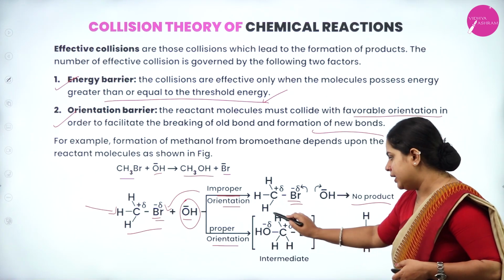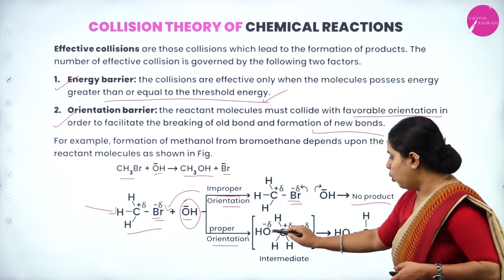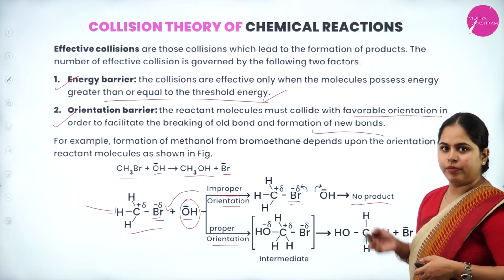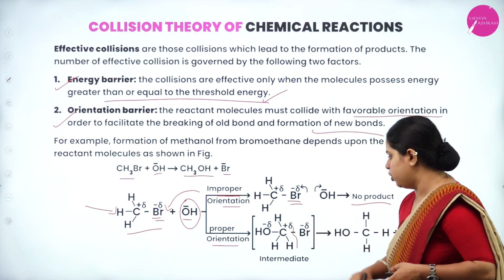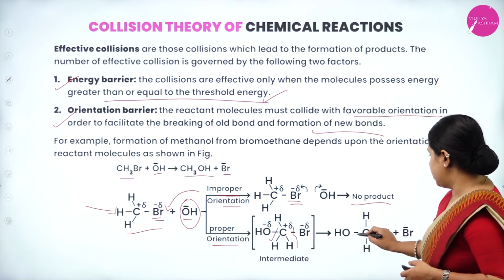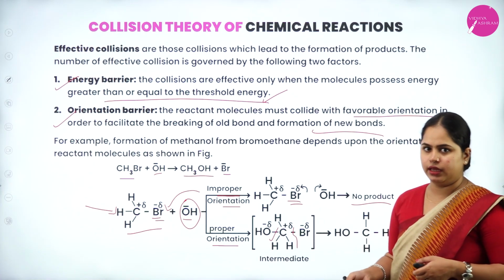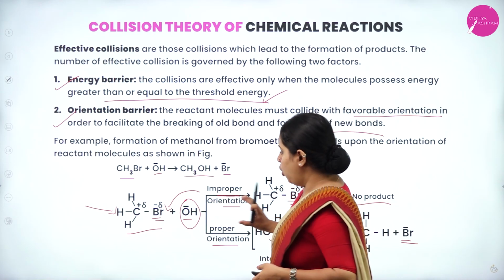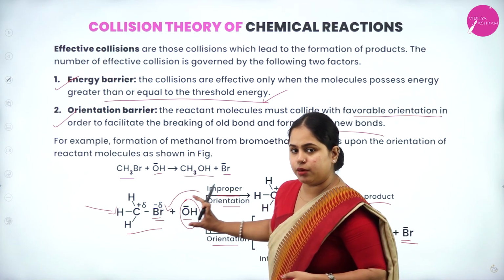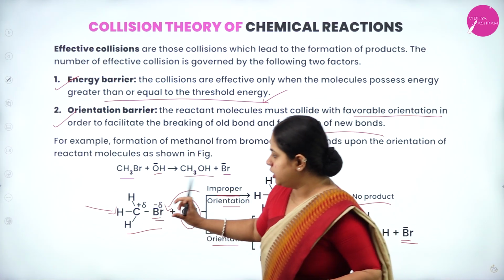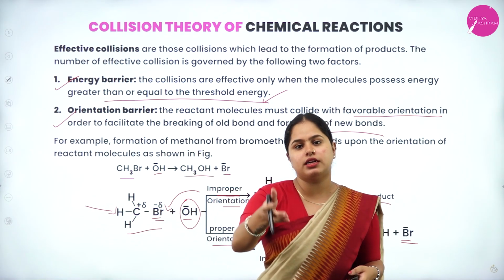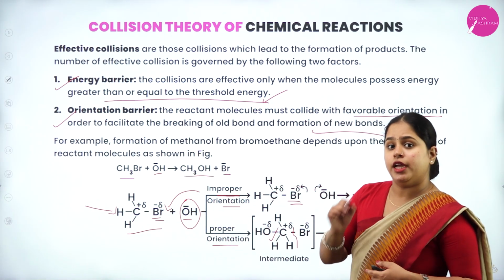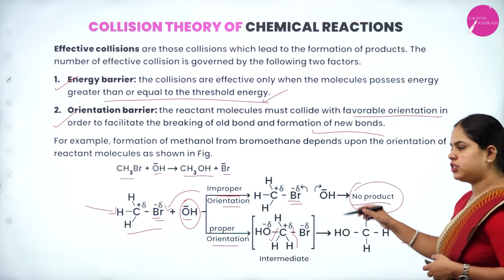So what will you get? An intermediate state wherein the O-H bond and Br bond will be there. This bond is going to break, this bond is going to form. So you will get methanol and Br minus will be released. Since the Br is present in this direction, the OH minus, that is the other reactant molecule, should not come from this direction. It should come from the opposite direction. That is called a proper orientation. If it is not a proper orientation, product will not be formed.